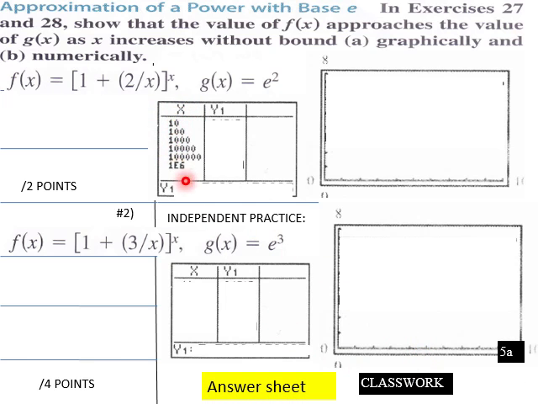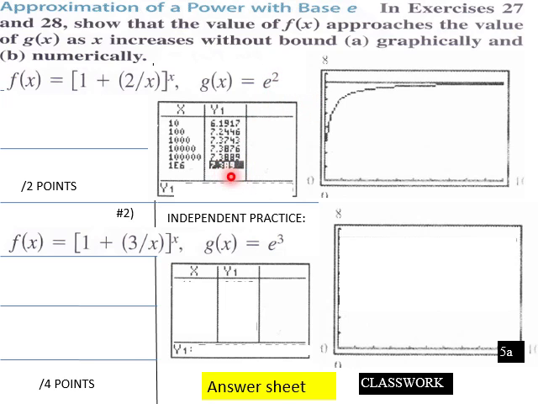So for our guided practice up here, this is what x will look like here. When x equals 10, y would equal 6.1917. When x equals 100, 7.2446. And then when x equals 10,000, and so on. So it seems like we're tending to 7.389, which, by the way, would be e squared here.